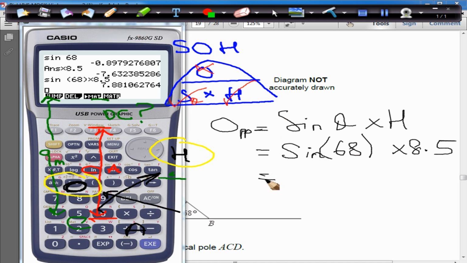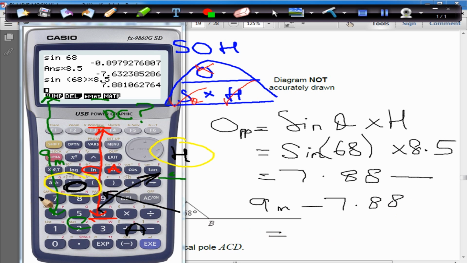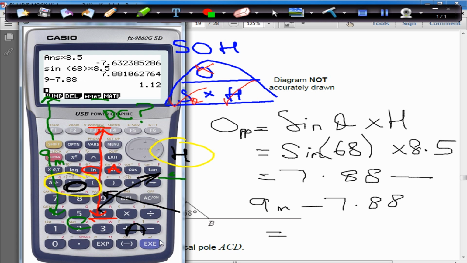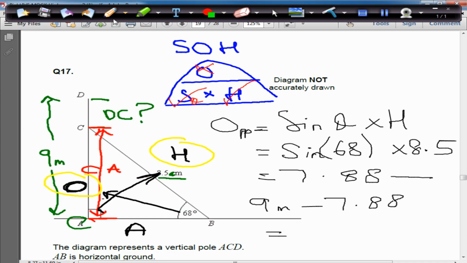So we have the opposite is equal to 7.88 and so on. Now we need to work out the height of the pole. What was the height of A to D? It was 9 meters. So we're going to have 9 meters minus the 7.88, and let's see what that gives us. So I'm back on the calculator, type in 9. Change back to maths. So 9 minus 7.88 equals 1.12.